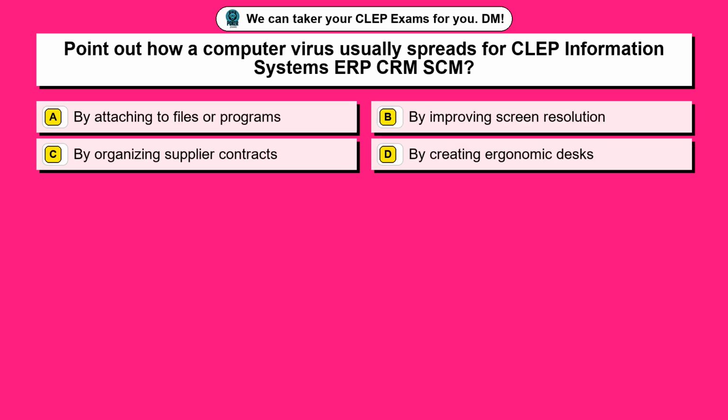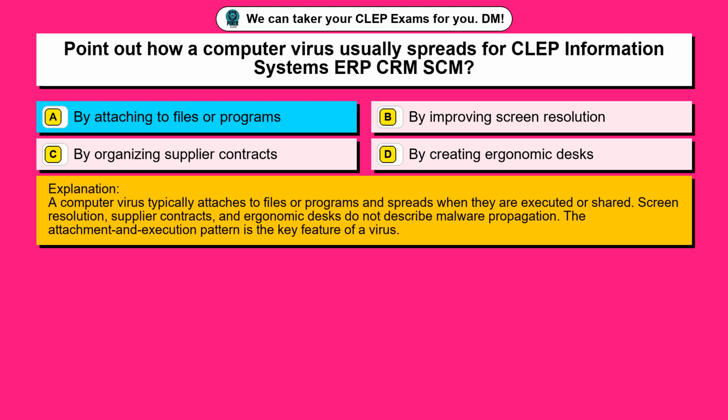Question 39. Point out how a computer virus usually spreads for CLEP Information Systems ERP CRM SCM. Option A. By attaching to files or programs. Option B. By improving screen resolution. Option C. By organizing supplier contracts. Option D. By creating ergonomic desks. The correct answer is option A. By attaching to files or programs.